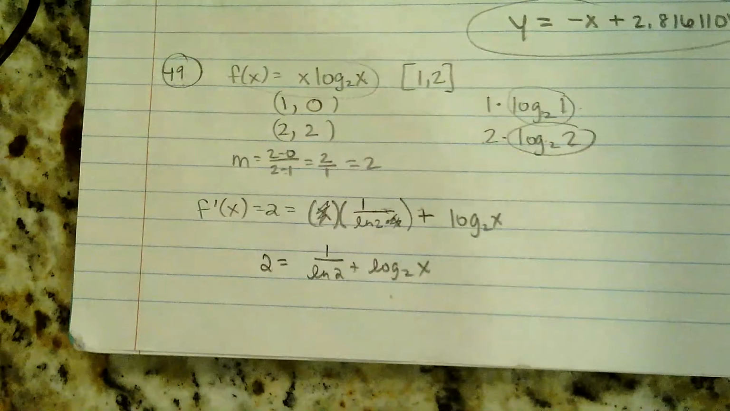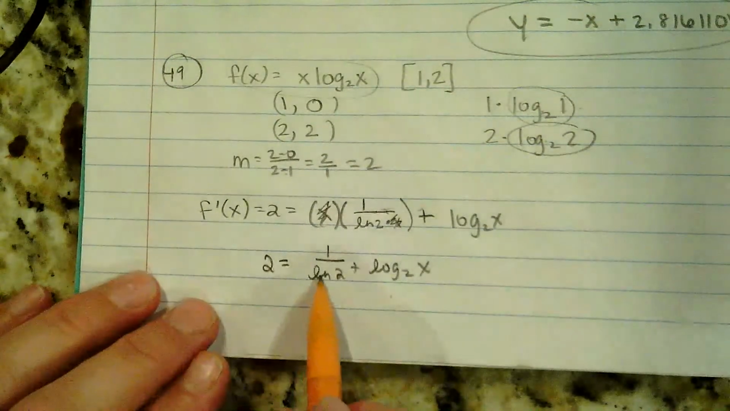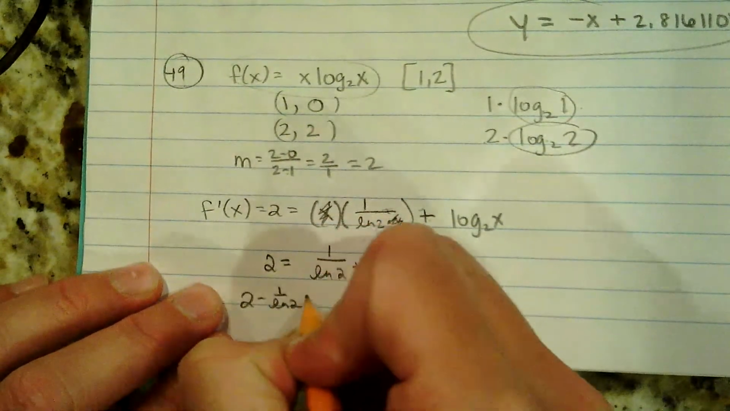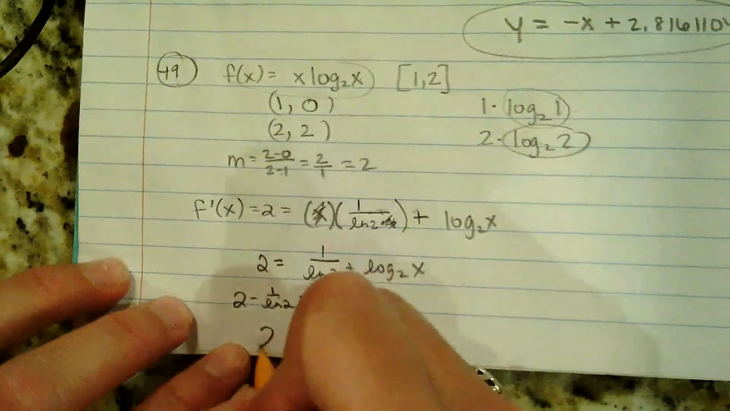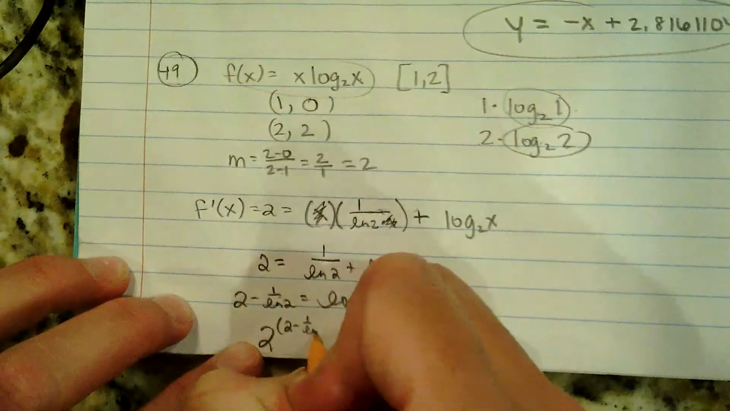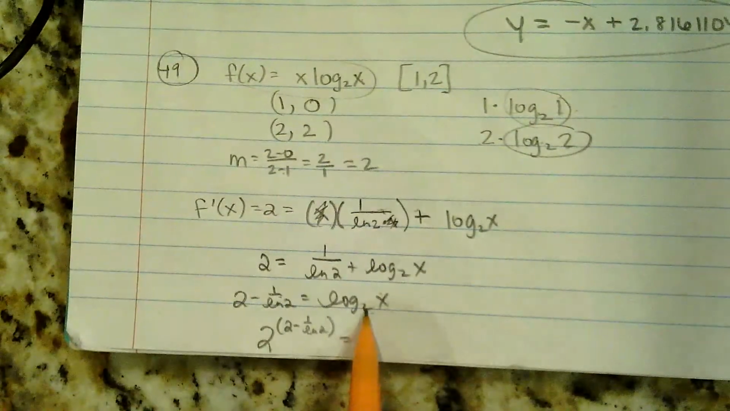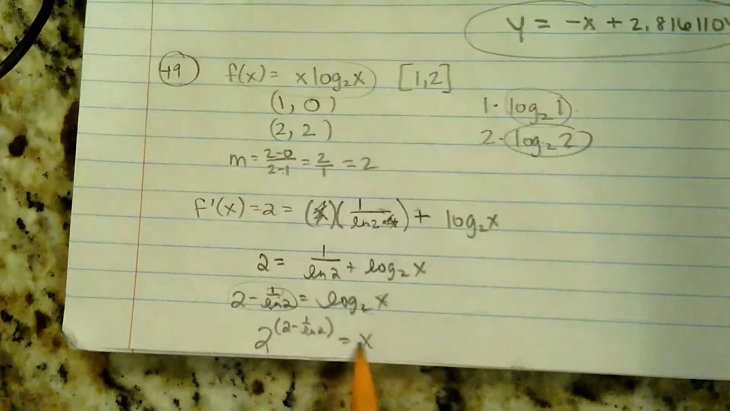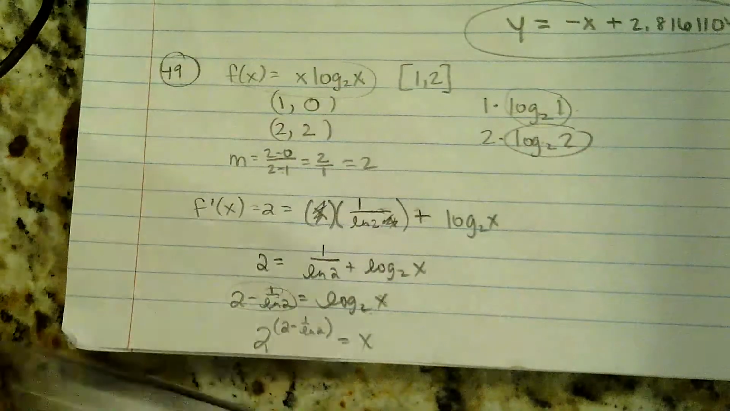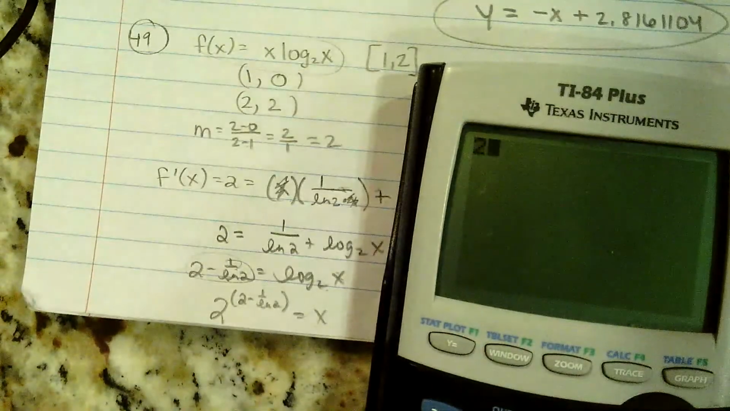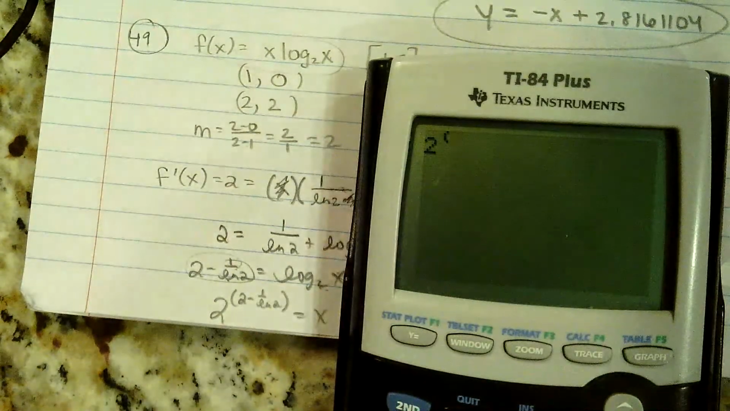So again, I'm not feeling like we can solve this in a simpler form. I mean, we can subtract this over, so 2 minus 1 over ln of 2 is just a number. And then we would do 2 to this power is your answer. So 2 to the 2 minus 1 over ln of 2 equals x. Base 2 raised to the other side equals x. So that is x, but we obviously don't know what location that is, but I can type it in. 2 to the 2 minus 1 over the natural log of 2.